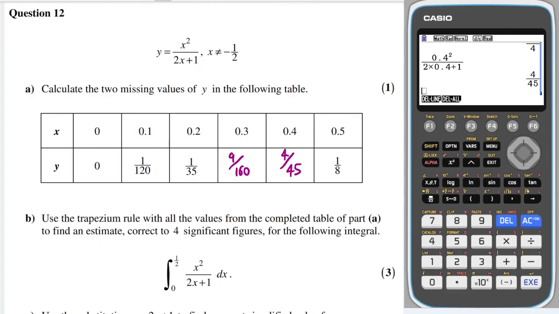And then it says use the trapezium rule to work this out. Okay, I'm just going to do this all on my calculator. So the trapezium rule states that you need to take the height, which is the distance between each of the x values. So that is 0.1, and we need to divide that by 2. We then need to multiply that by the two endpoints, which are 0 and 1/8 added together, plus all of the ones in the middle need to be multiplied by 2, and those need to be added together as well.